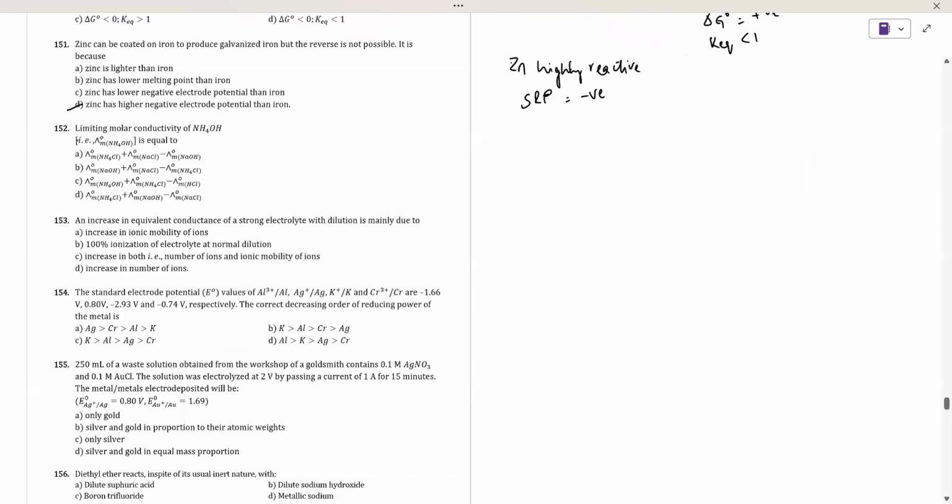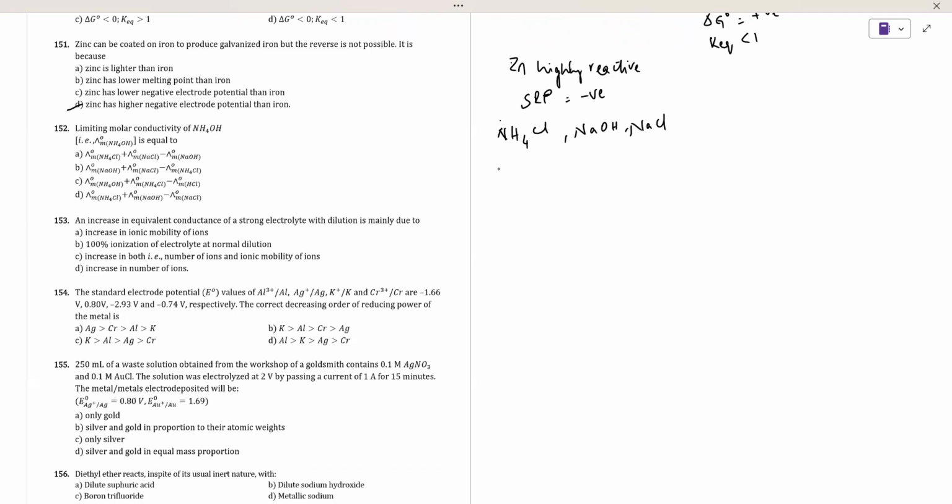What is the next question, students? Limiting molar conductivity of ammonium hydroxide. Ammonium hydroxide is basically a weak electrolyte. So the limiting molar conductance of ammonium hydroxide we can get from the three substances they have given. Which are the three substances? They are telling it is NH4Cl, NaOH, and NaCl. So these are the three things that they are giving.